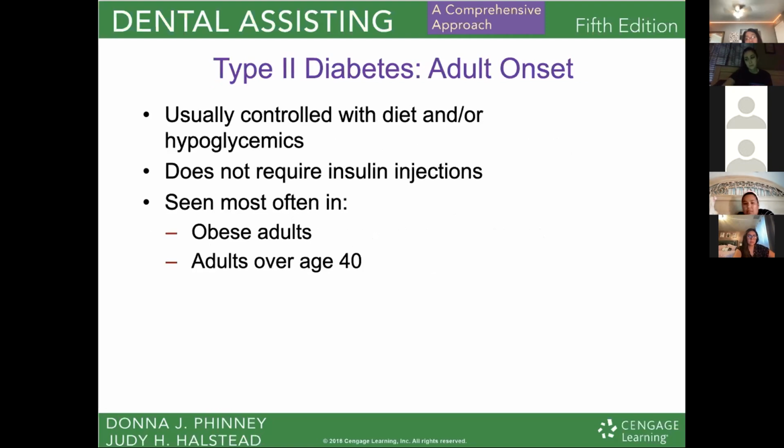Type 2 diabetes is usually called adult onset diabetes. This is usually controlled with diet and/or hypoglycemics. It does not usually require insulin injections unless it has become very advanced. It is most often seen in obese adults or adults over the age of 40. This type of diabetes occurs as one ages and is becoming more prevalent in the US. It can be controlled and sometimes even cured with diet and medication.